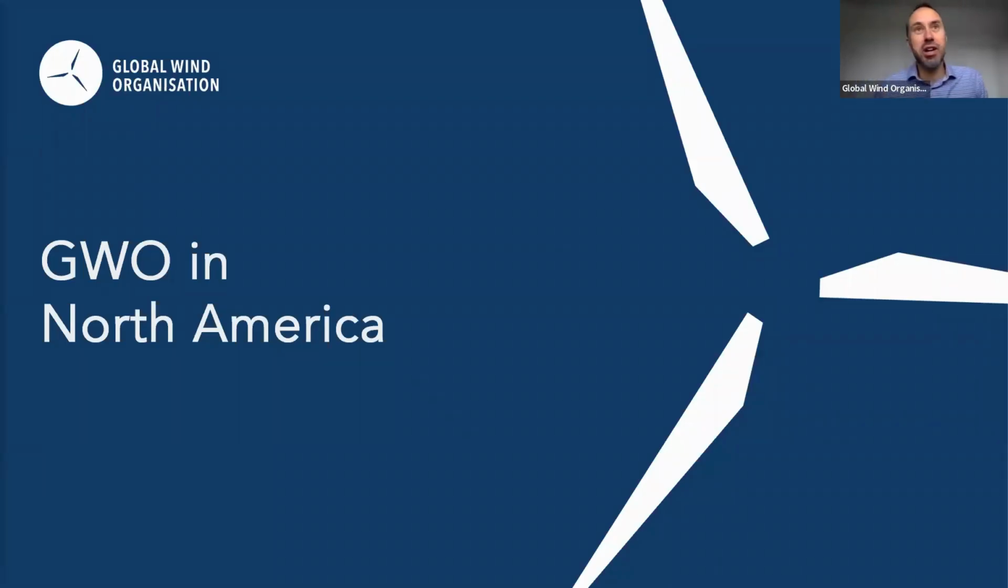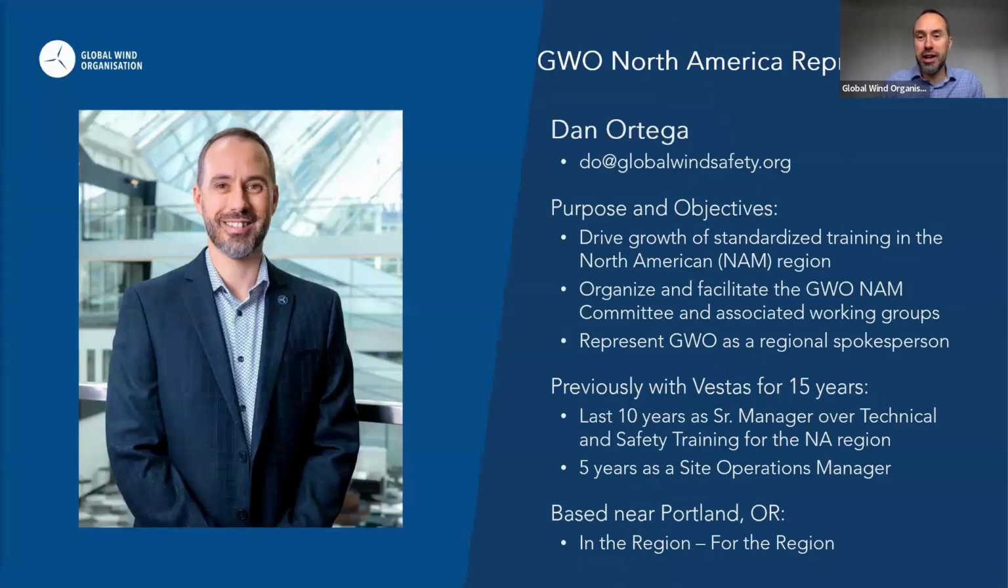So let's get kicked off and talk about how things are going for GWO in North America. First, for those of you who have not met me in person, my name is Dan Ortega. One of the newer members of the Global Wind Organization team. I'm actually their first employee based here in the United States. My role is I'm the North American Regional Representative. I drive the growth and the standardization of training in this region.